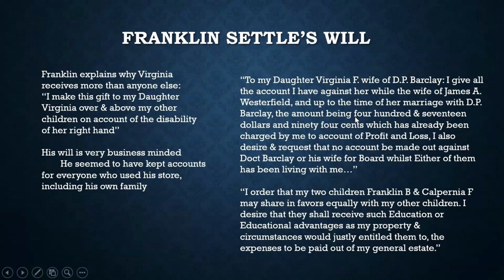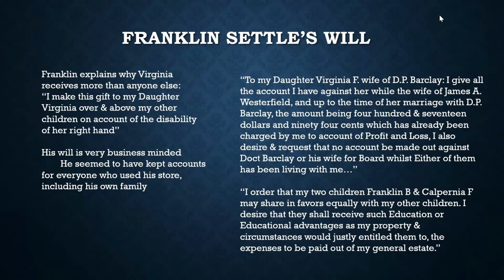The other thing in Franklin's will that was of great interest was that he is singling out Virginia over her siblings because she had a disability of her right hand. There's no mention of whether it was from birth or an accident, but this is why he gives her more land than her siblings, and he pays off all of her legal fees that she acquired during her divorce from James Westerfield. And this is because she may not have been able to physically have a living of her own if she had to. The other thing is that his will is very business minded.